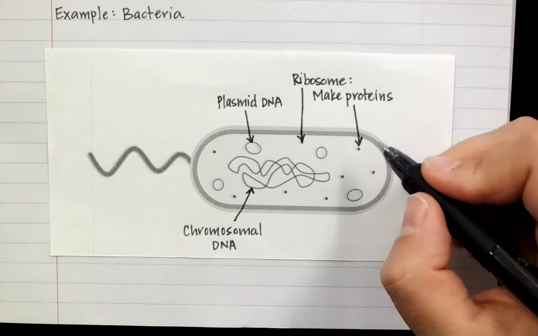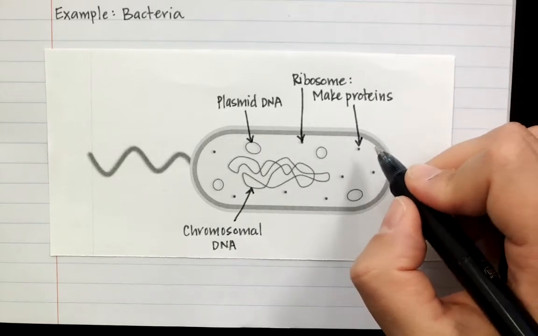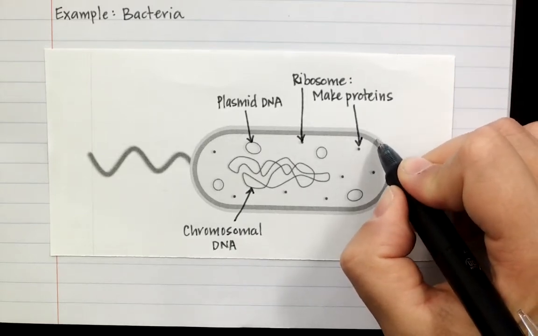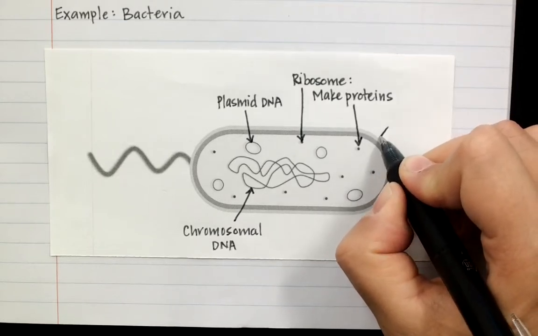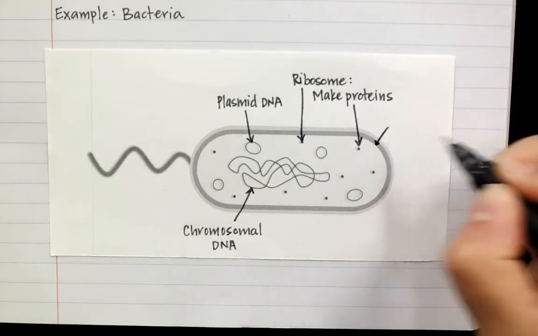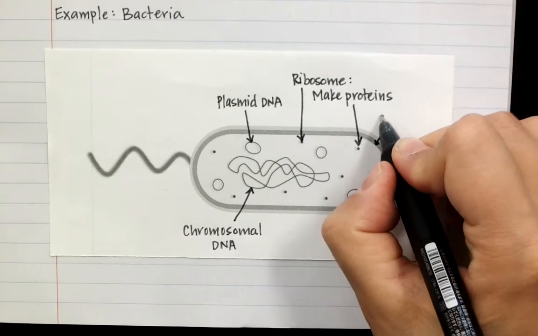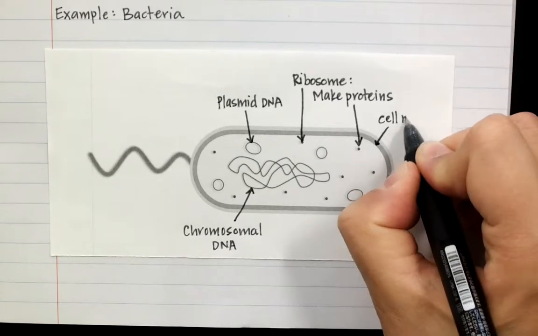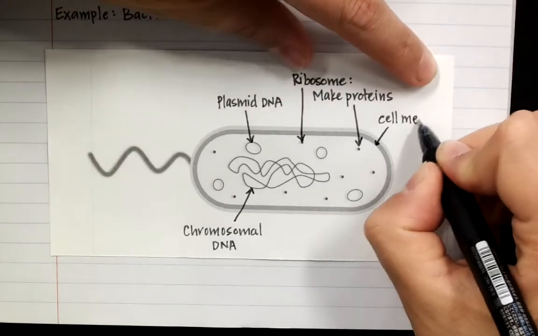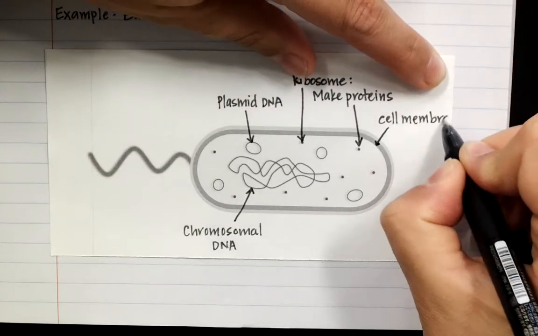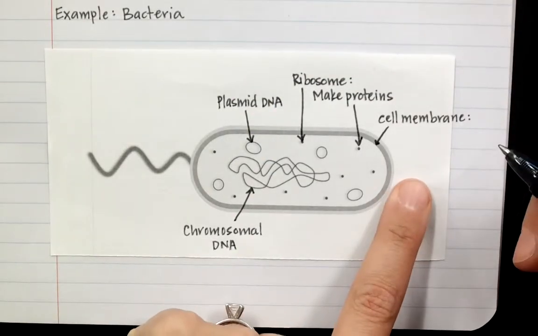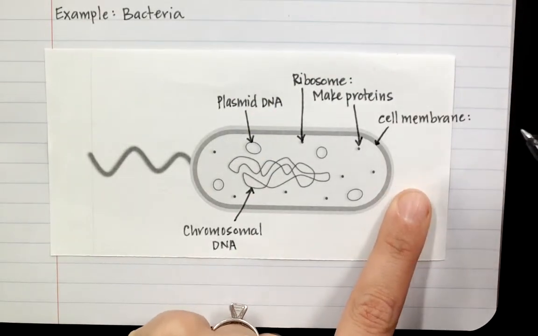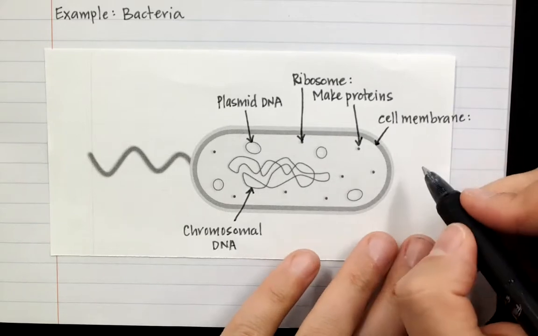The next thing that we are going to label is our cell membrane. So there are actually two outer edges here, and the inside outer edge is the cell membrane. And the cell membrane has a really specific job. It's going to control what goes into and out of the cell.